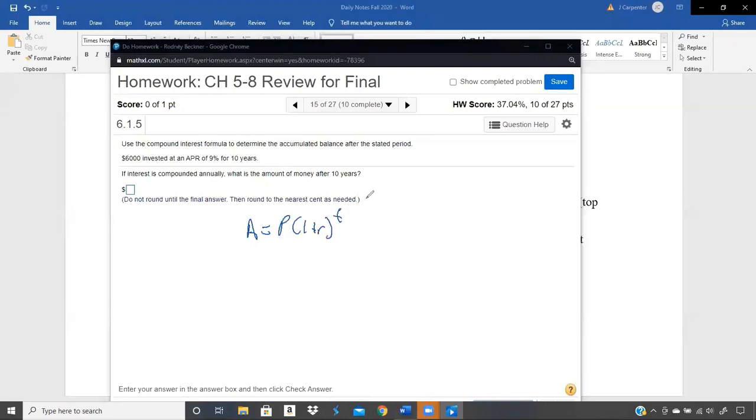to the T. This is our P, this is our R, and this is our T, but make sure that the R is converted to a decimal. So that's $6,000 times 1 plus 0.09 raised to the 10. And that's all we should have to put in our calculator.